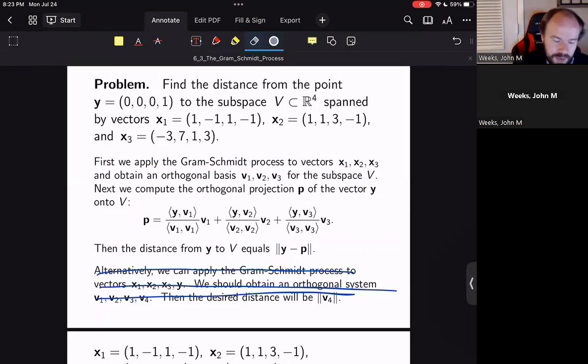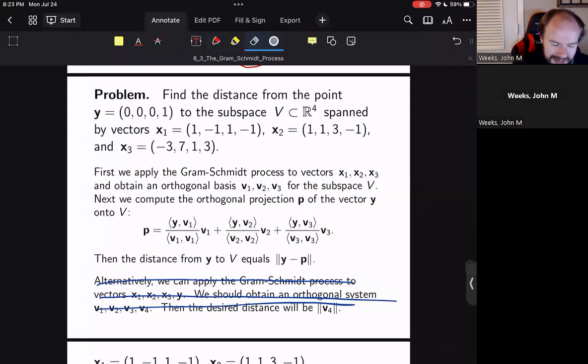Alternatively, we have another option here. We could instead take the Gram-Schmidt process and apply it to x1 through x3, and then add in y as well. The reason is that once I apply the Gram-Schmidt process to y as well, we're going to find the component of y that is orthogonal to all the other vectors.